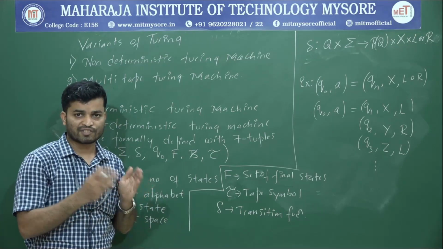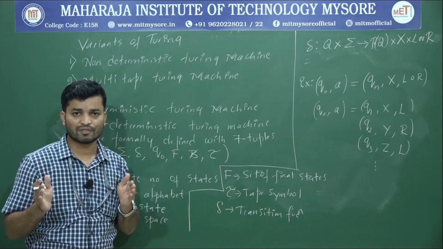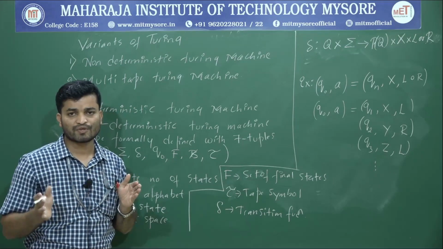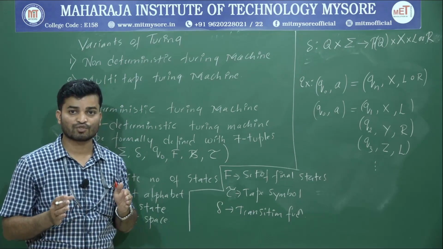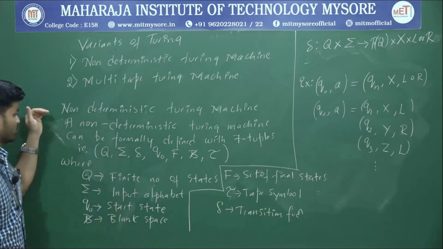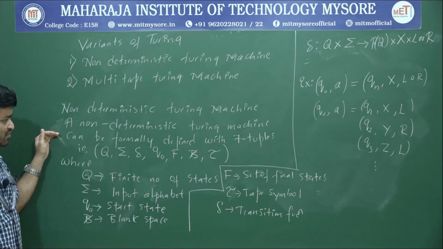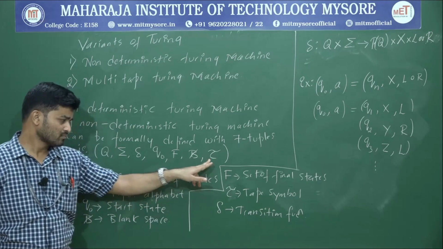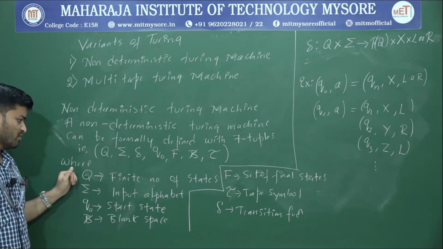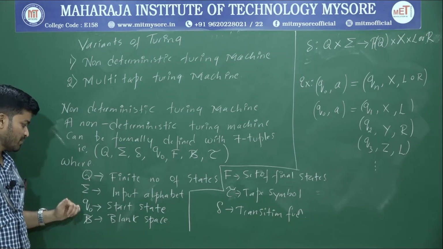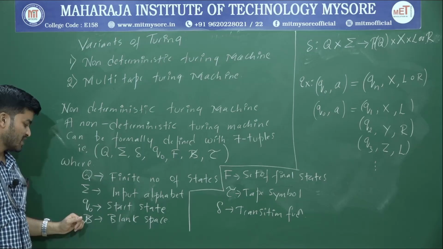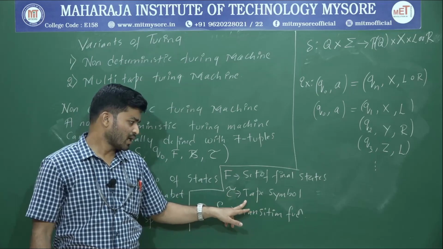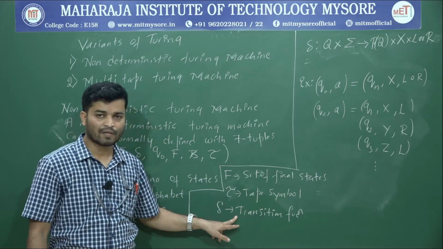If you are in some state on some input and you have only one transition, that is deterministic. If you have more than one transition, that is called non-deterministic. A non-deterministic Turing machine is again defined with 7 tuples: Q, sigma, delta, q naught, F, blank space and tau. Q is a finite set of states, sigma is the input alphabet, q naught is the start state, B is the blank space, F is the set of final states, tau is the tape symbol set, and delta is the transition function.